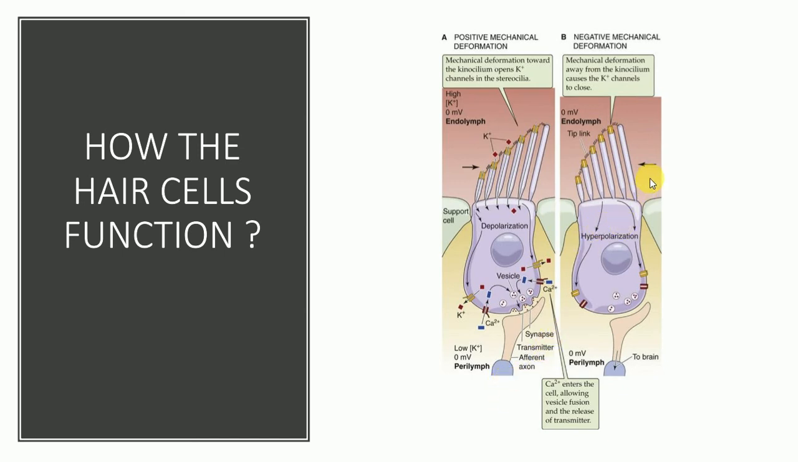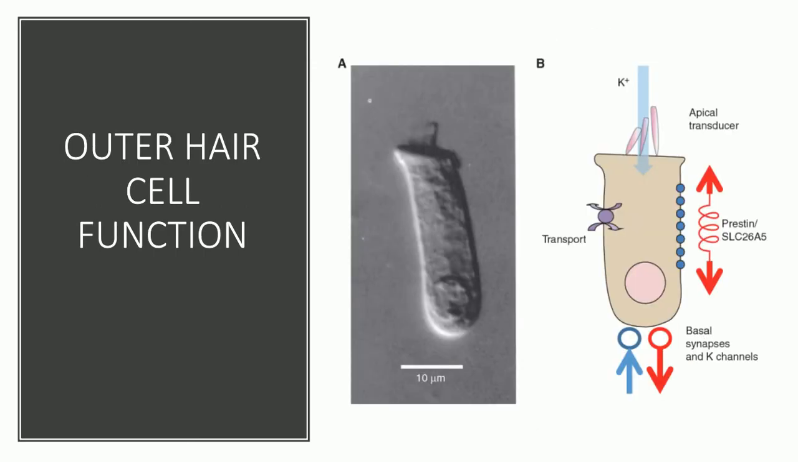Now, what if they beat away from the kinocilium? These channels won't open, no charges will come in, and there's going to be hyperpolarization, no action potentials will be generated. Now, this was for the inner hair cells. What is the function of the outer hair cells? The outer hair cells are mostly involved in sound modulation. What does that mean? For example, if there is a sound of very high intensity which can damage our inner hair cell structure, the outer hair cells function by two mechanisms.